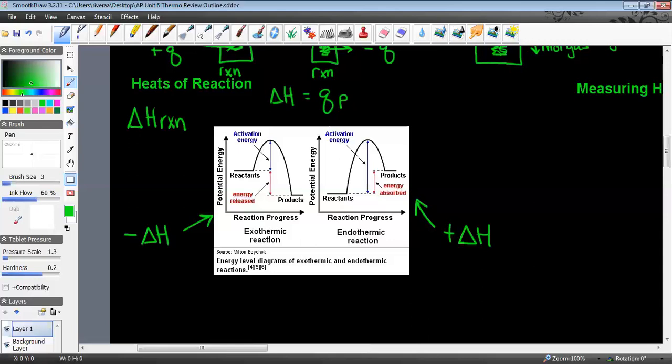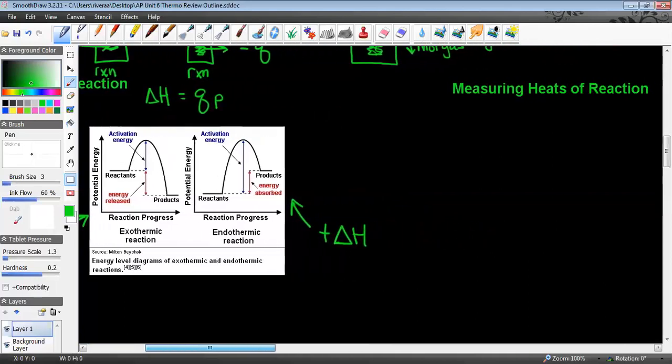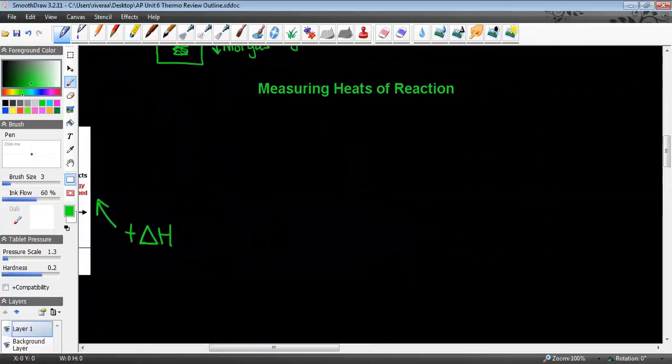And so there are a bunch of different ways to measure it, and that's what we're going to talk about next. It's nice that it's on this diagram, but how do scientists actually figure out the magnitude of this number? There are a bunch of different ways to figure it out. So how do we measure heats of reaction? One way to measure heats of reaction is by straight up measuring it in the lab.